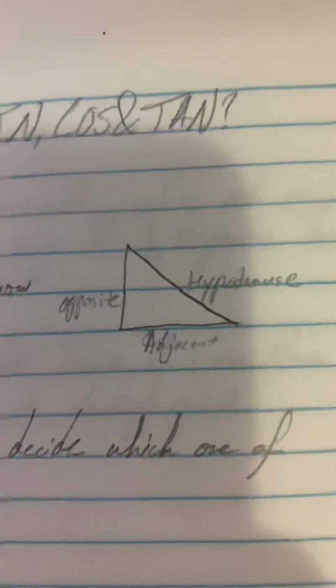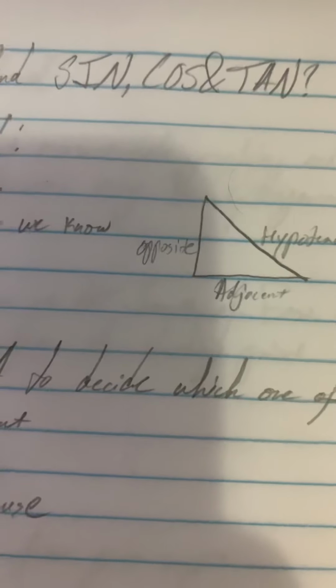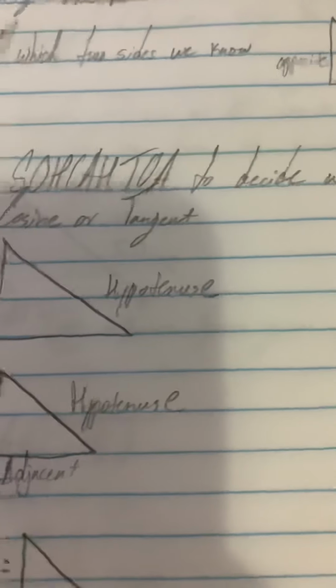And usually in the equation, you're always going to have 2 out of the 3 sides. So it'll either be opposite and adjacent, or hypotenuse and adjacent, or opposite and hypotenuse. But all right, the best method to use is the SOHCAHTOA method.